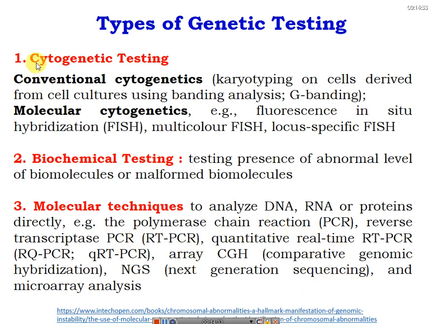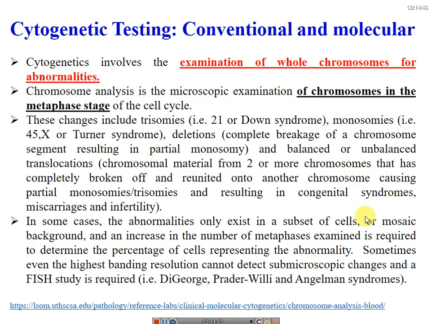So first of all, we will take a look at all the cytogenetic testings that can be used for diagnosis of genetic disorders. Cytogenetic testing basically involves examination of whole chromosomes for the presence of any abnormality. In this technique we examine the whole chromosome by seeing the banding pattern on the chromosome. So what we do in cytogenetic testing through chromosome analysis is observe the chromosomes under a microscope.